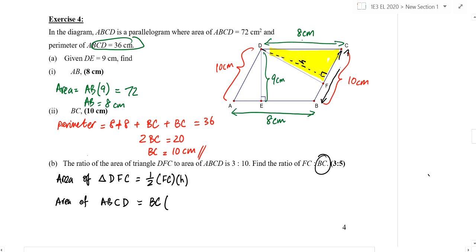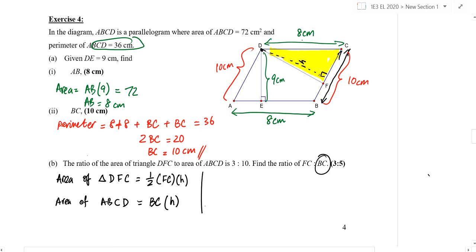Okay, so this is the base of the parallelogram. To find its corresponding perpendicular height, we go to the opposite side. We can choose point D, drop down a perpendicular line, and we notice that it is exactly H, the same H over here. So here we have two expressions, one for the area of the triangle, one for the area of the parallelogram. Okay, let's consolidate this.